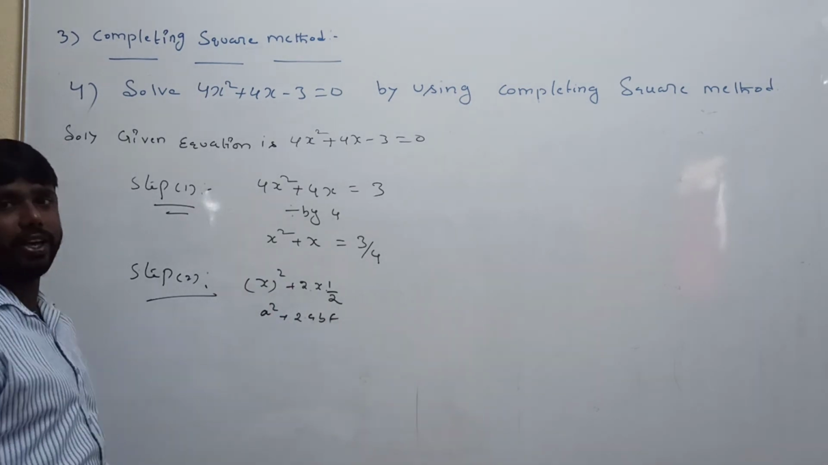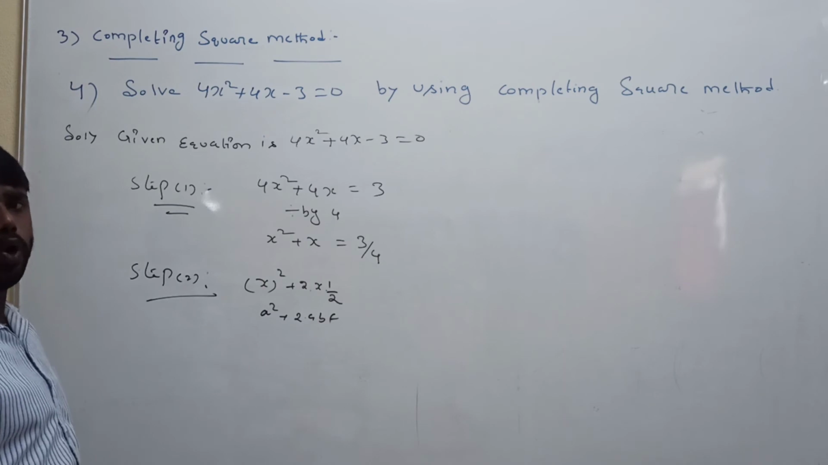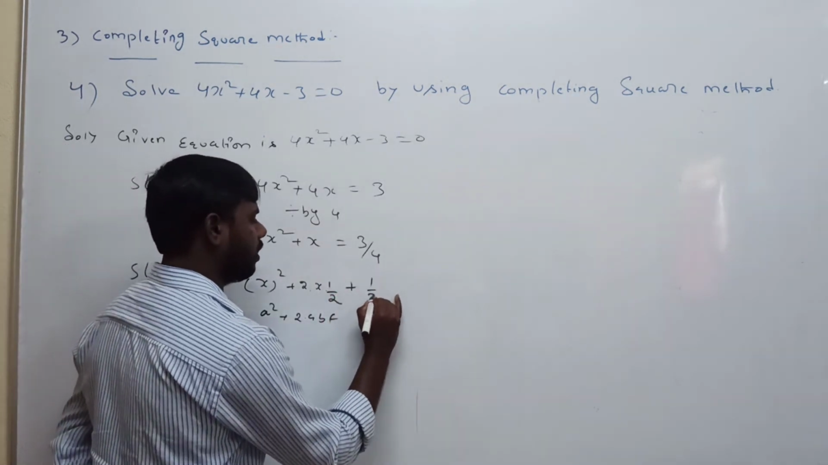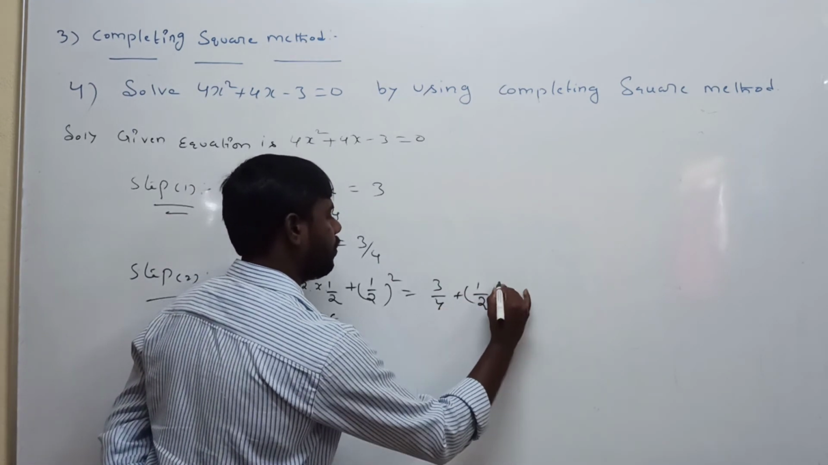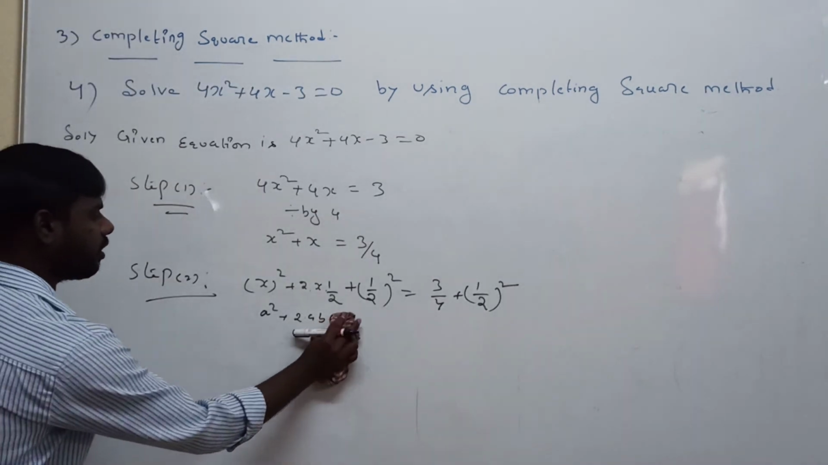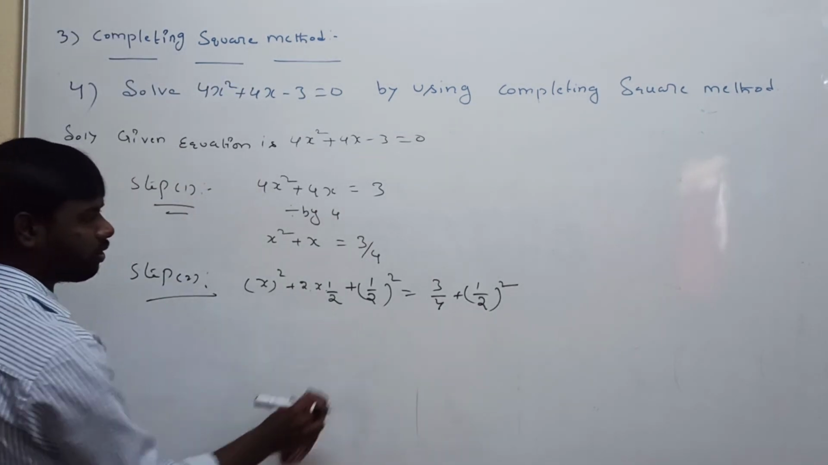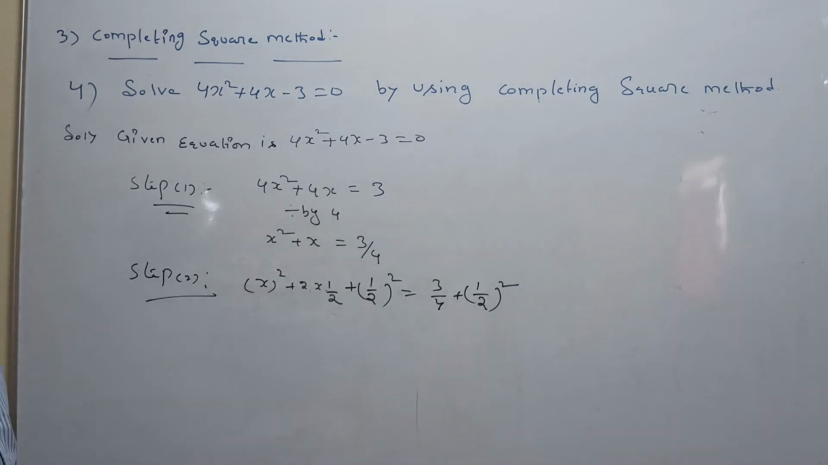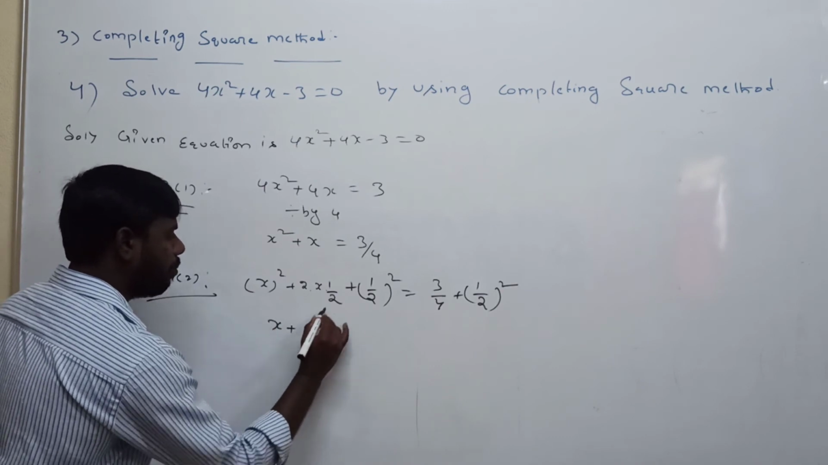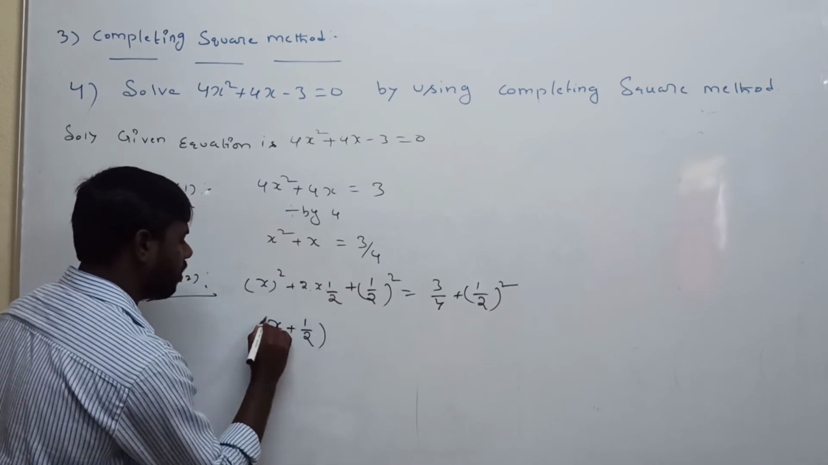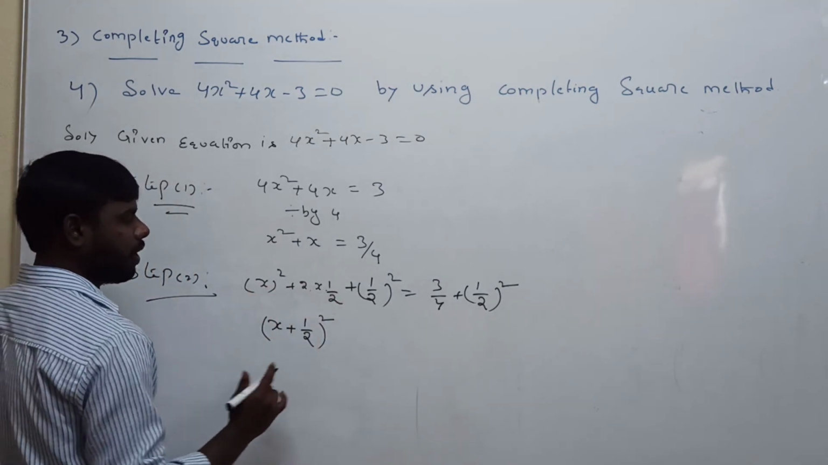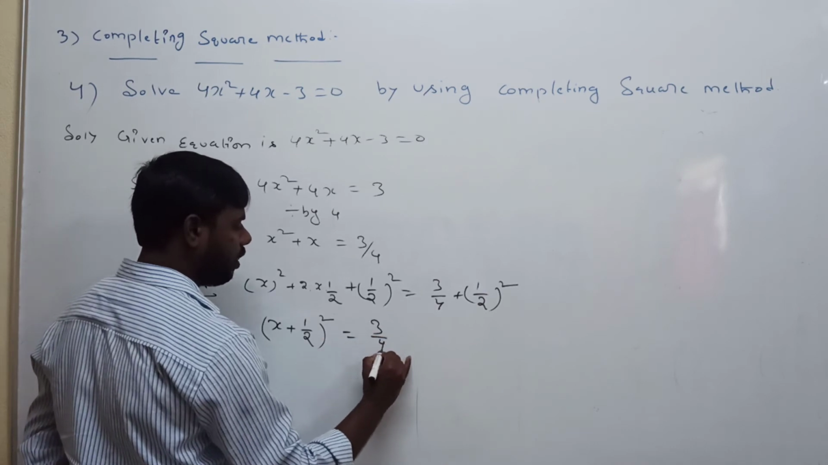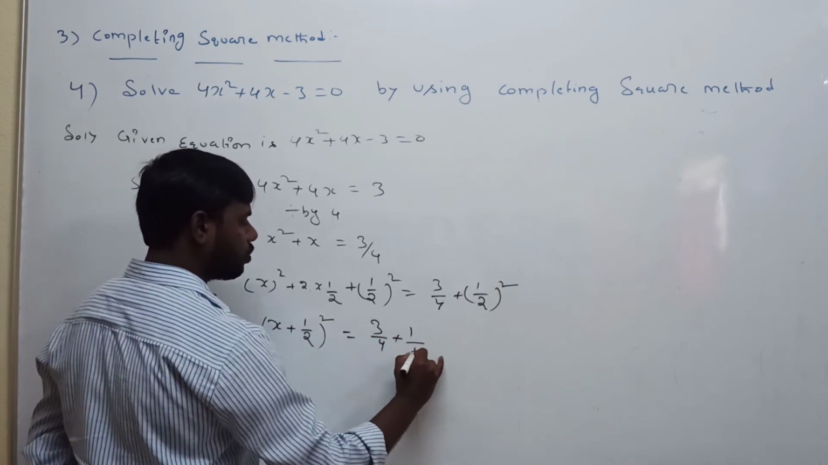Next we want b square. In place of b, what is there? 1 by 2. B square means 1 by 2 whole square. Adding 1 by 2 whole square on both sides. This function is now in the form of a plus b whole square. A is nothing but x, b is nothing but 1 by 2. On the right side, simplify: 1 square value is 1, 2 square value is 4.